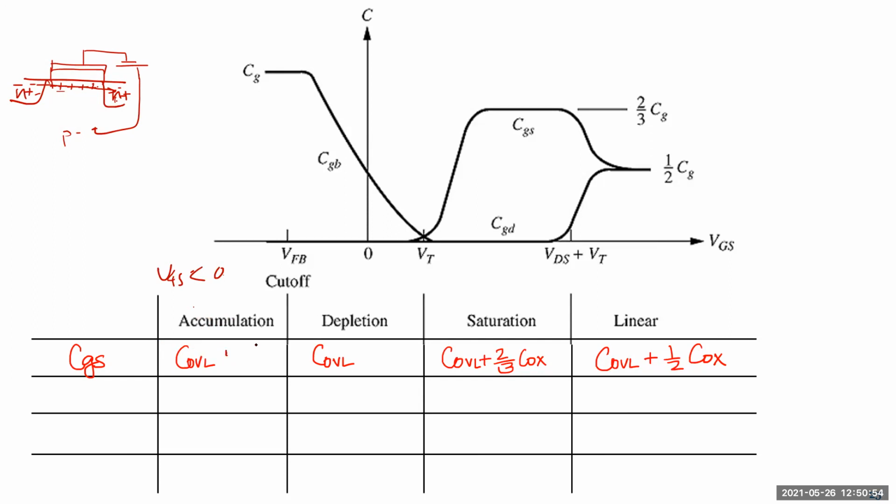So for your CGS, the overlap cap is always there. In accumulation mode, it's C overlap. Depletion mode, it is C overlap. In saturation, it is C overlap plus 2/3 of Cox, and in linear, it's C overlap plus half of Cox. And then CGD is again C overlap, C overlap, C overlap. So it remains basically 0 from the oxide. Only in linear mode, it is C overlap plus half Cox. And then the drain to bulk and source to bulk, because they are diode caps, are always there. So it's CJ all the time, but depending on the voltages, they will vary because they're voltage dependent caps.